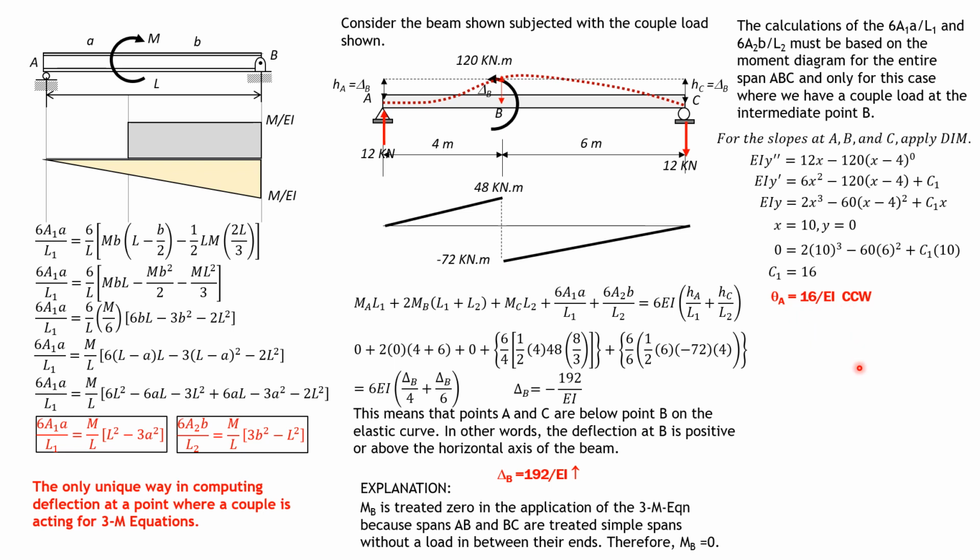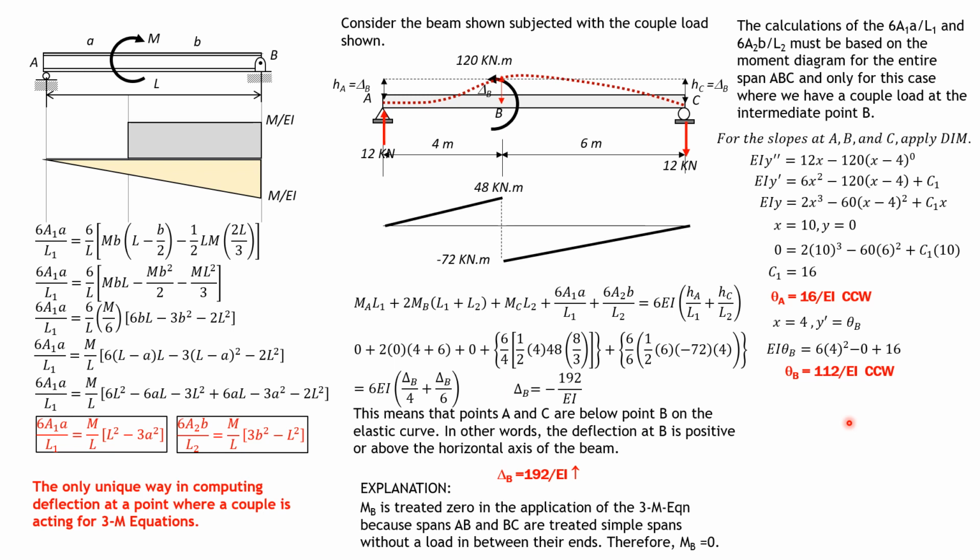Correct. Likewise, when x is 4, then we can compute theta B, substituting into EI y prime. So EI theta B equals 6 times 4 squared. The second term is 0, then plus c sub 1, which is 16. So solving, theta B is equal to 112 over EI.